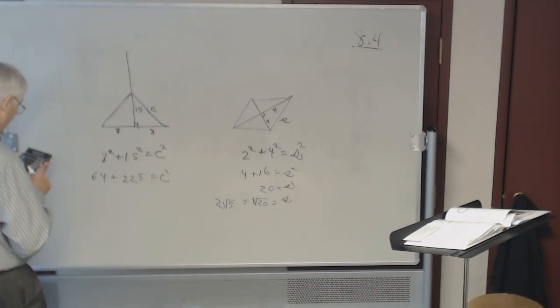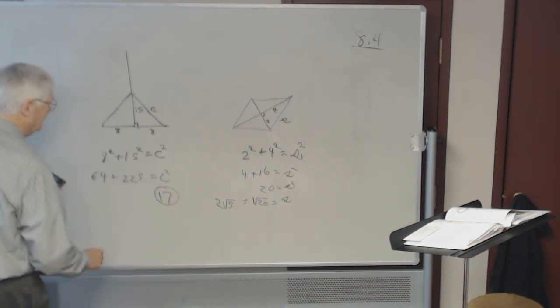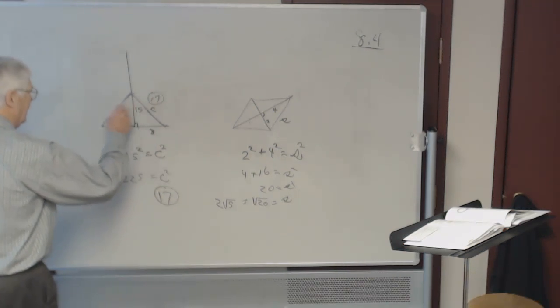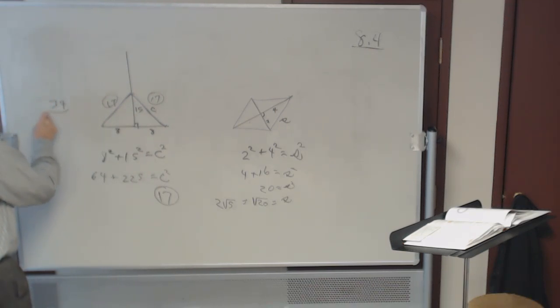What's the square root of 289? 17. So that's 17, and that's 17, so the total length of the cable would be 34.